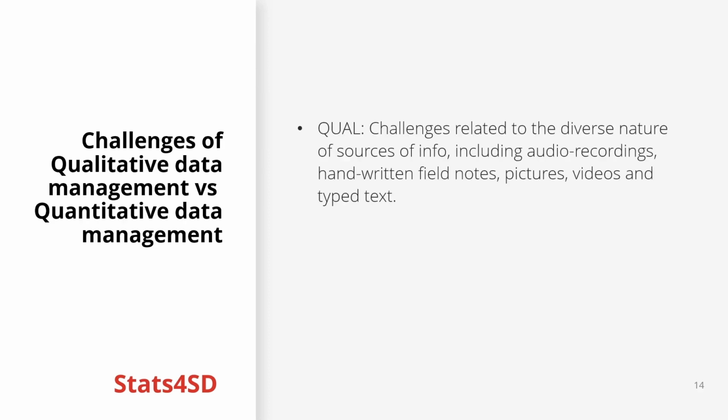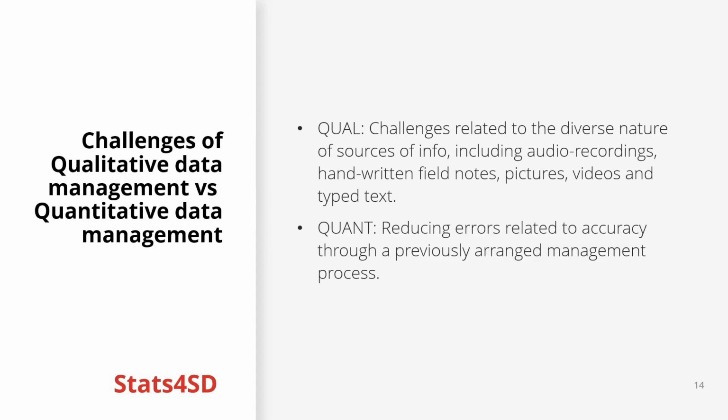Managing qualitative data can present some challenges due to the multiple types of data that you can collect, which include audio recordings, handwritten field notes, pictures, videos, and typed text. The challenges faced within qualitative data management differ from those of quantitative data. The latter, in fact, refers to reducing errors related to accuracy of data. The types of errors that can occur within quantitative data may be about measurements or human errors, and data management minimizes the opportunity for that to happen.